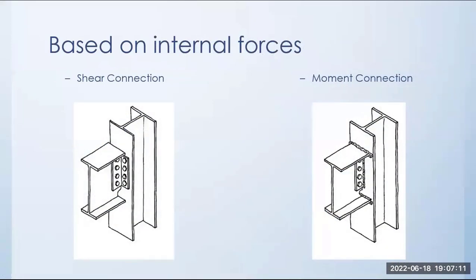Based on the internal forces being transferred from one member to another member, there are two basic types of connections: shear connections, which we call simple connections in most of the codal provisions, and rigid connections, that is nothing but moment connections. You can see this is the connection made between the column and the beam, and it will transfer only the shear force or axial force.